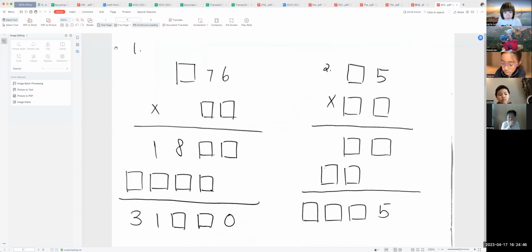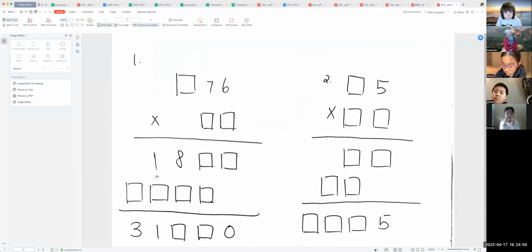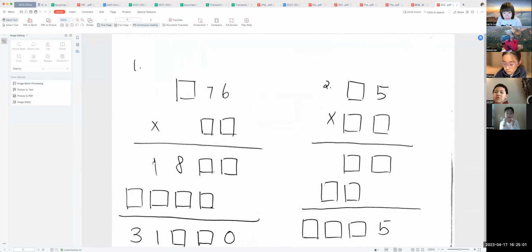Something 176 times a number equals 31,000 and so on. Jordan, let me tell you, the last digit has been given to you: this is 0. Other than that, it only has 18 here and 31 here. So everybody, I want you to try to do it. I give you 1 minute to try it yourself, and I'm going to help you later.